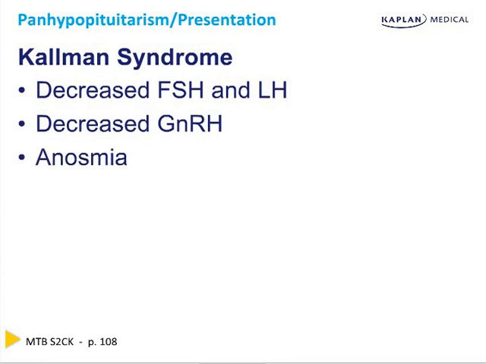Now, embryologically, it's very interesting. It has to do with the fact that the olfactory lobes don't migrate to the right position when the hypothalamus is formed. But on a Step 2 exam, you really don't have to study anything more than what we just said in this tiny little slide. It might be hard to believe that's all you need. Hypogonadal guy with decreased ability to smell, decreased FSH and LH.